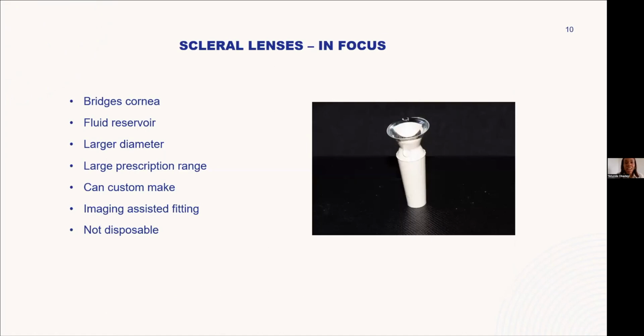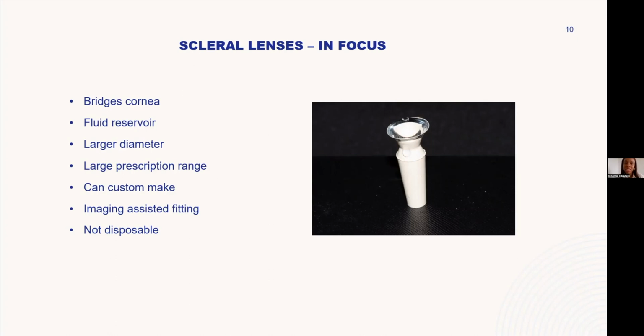So how are scleral lenses different from other contact lenses? Scleral lenses are not new. They've been around for quite a long time. The earliest mentions were about in the late 1880s, where the first scleral lenses were made of glass. And obviously having glass in your eye would be awful. Imagine if you had an injury. It's not a good idea at all.